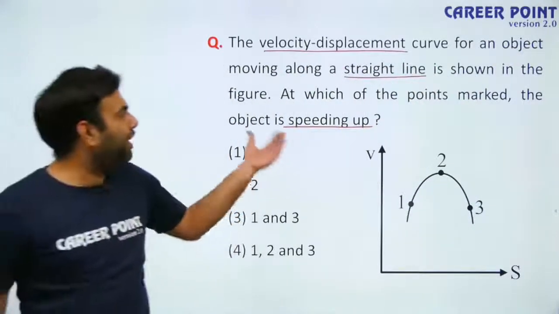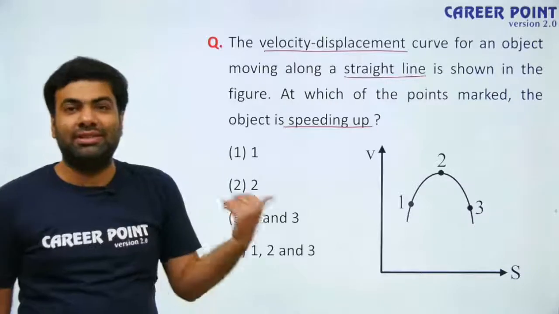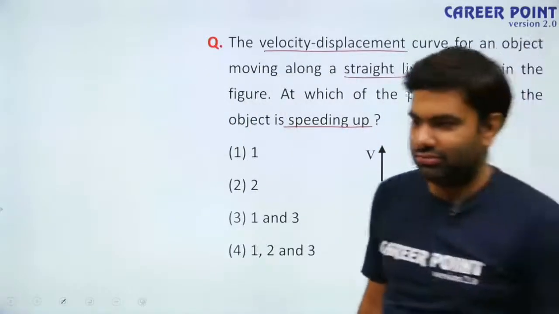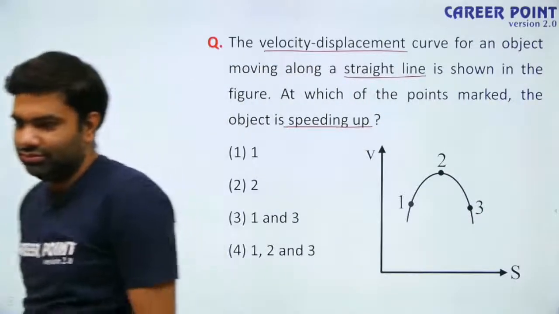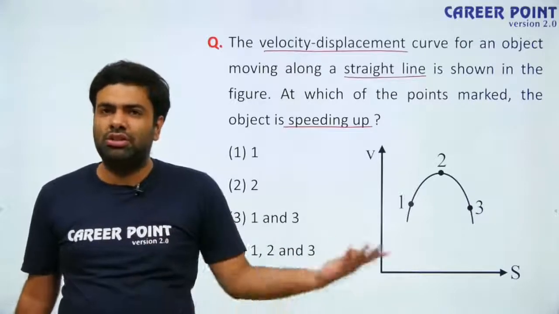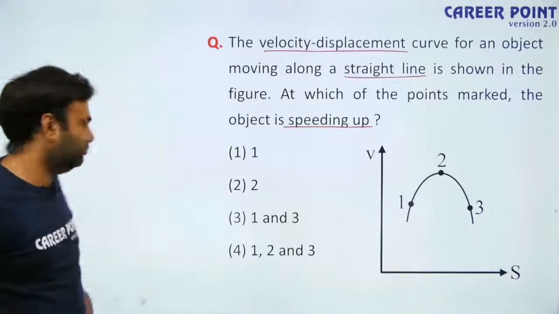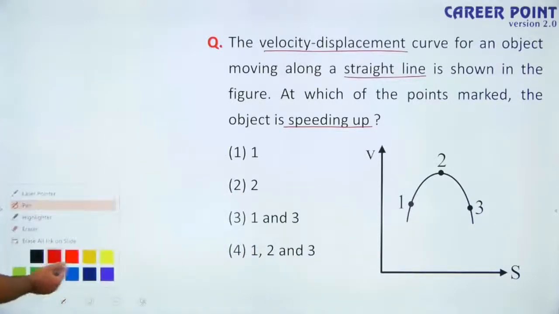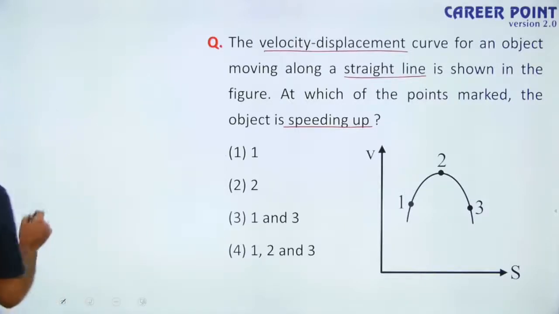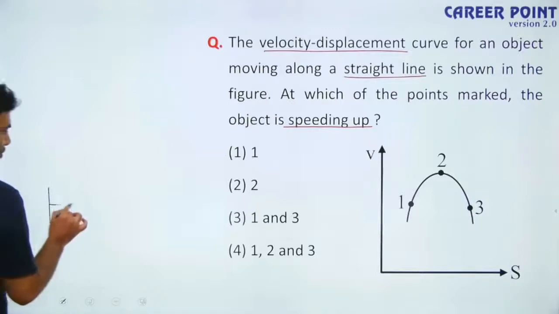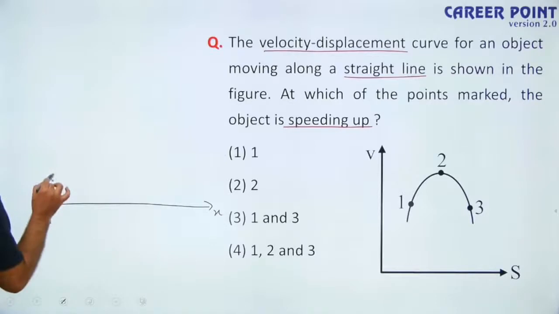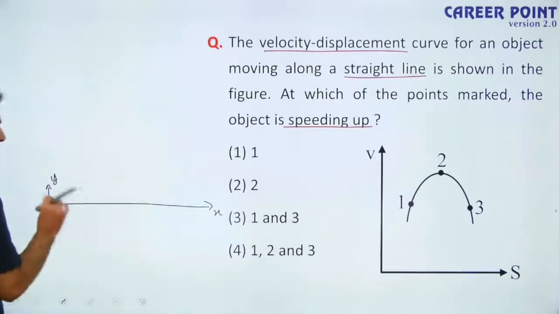At which point is the particle speeding up? That means its speed is increasing. You can solve this question by formula. Also, you can solve this question by imagination only. The particle is moving in a straight line. This is the x-axis, suppose this is the y-axis. Now from this x and y-axis, I am showing the path.